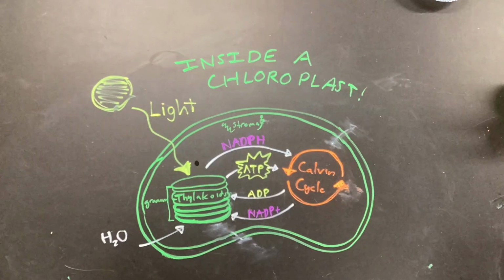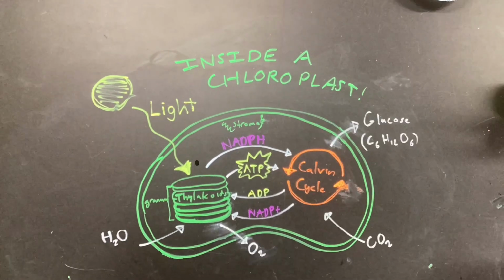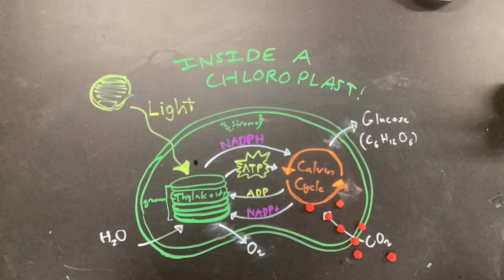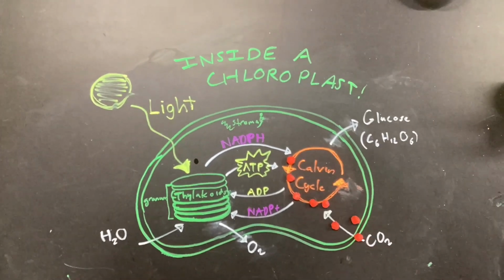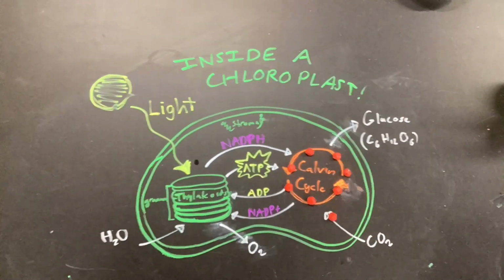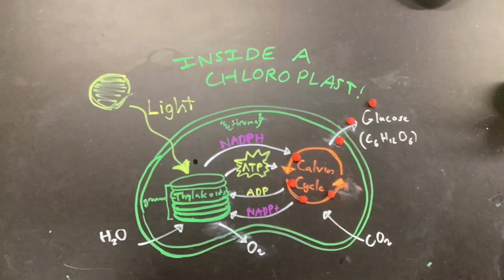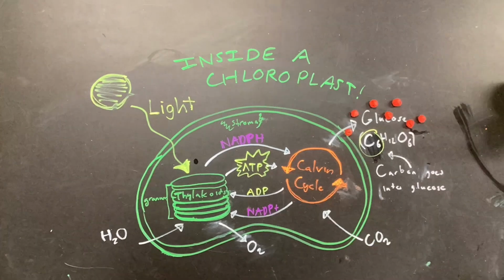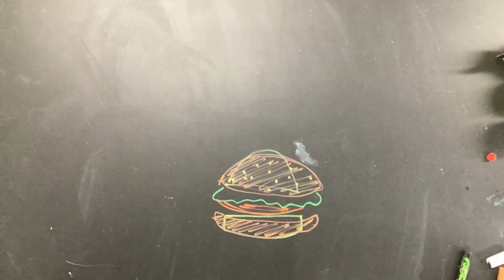Now, inside the chloroplasts, this carbon can be used in the process of photosynthesis to help power the light-independent reaction known as the Calvin cycle. Carbon enters this cycle and exits as a part of the sugar known as glucose. Glucose is found in many foods, including this burger here.